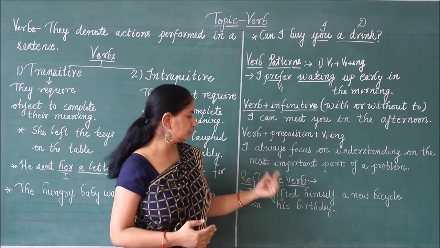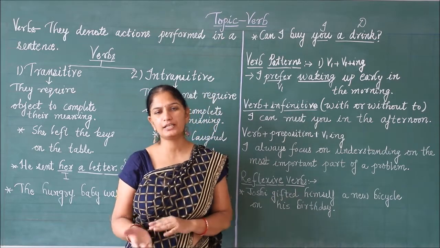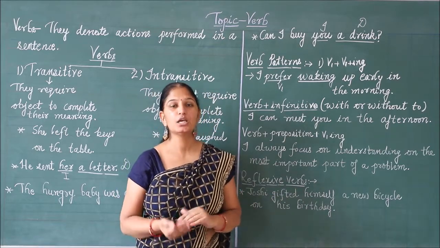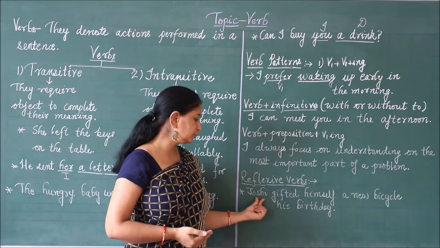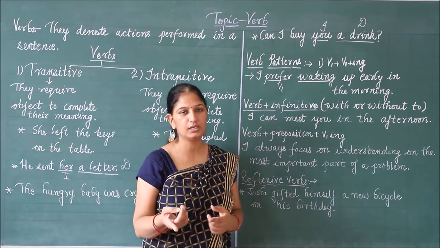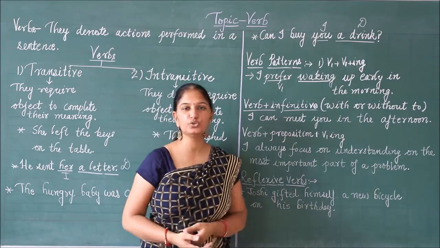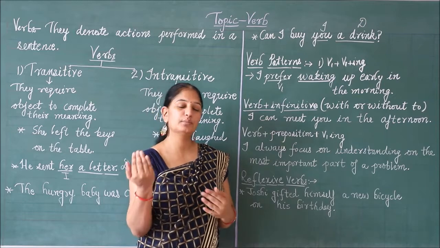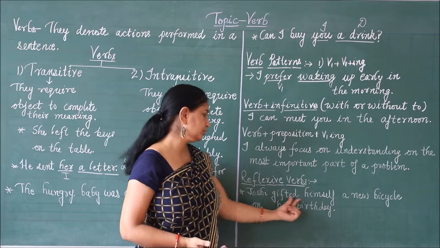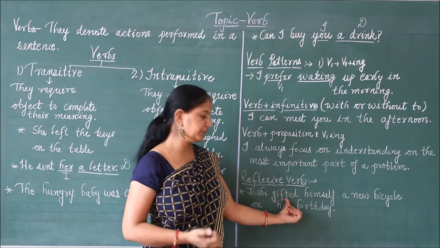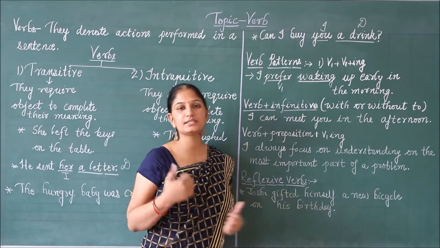So let us move on to the next kind of verb. Reflexive verb. In a reflexive verb we can see reflexive pronouns in the sentence, and reflexive verbs have the same subject as well as the same object. For example, Joshi gifted himself a new bicycle. So Joshi himself gifted, he has gifted to himself. So it becomes a reflexive verb. Gifted becomes a reflexive verb because here subject and object are the same.